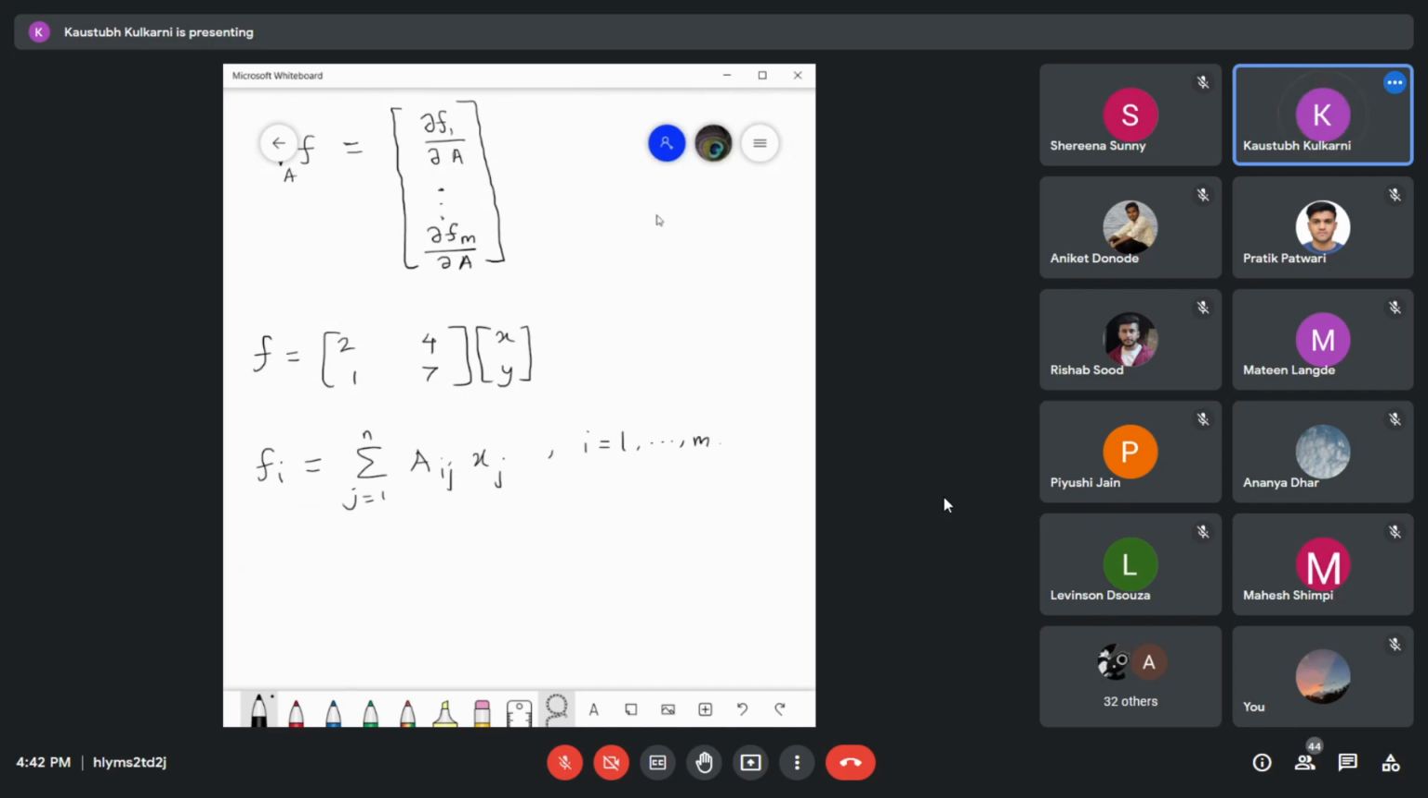And in this case, A is 2 cross 2, so basically m and n are both 2. A is 2 cross 2, x is in R square, and f is also in R square.